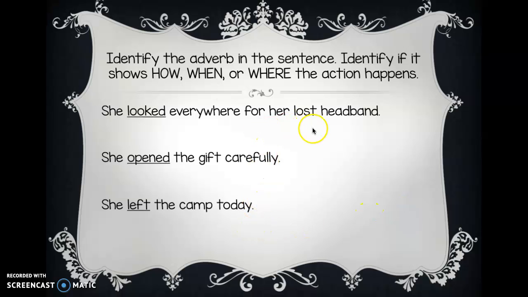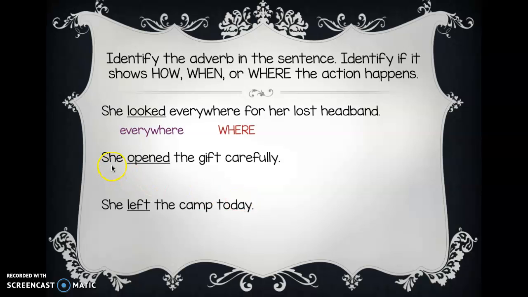She looked everywhere for her lost headband. I've underlined the verb for you here. Looked. Do you see a word that describes how, when, or where that action happens? If you said everywhere, that's correct. And there's actually a clue in the word itself as to which question this answers, how, when, or where. The word where is in it. It's actually a where adverb.